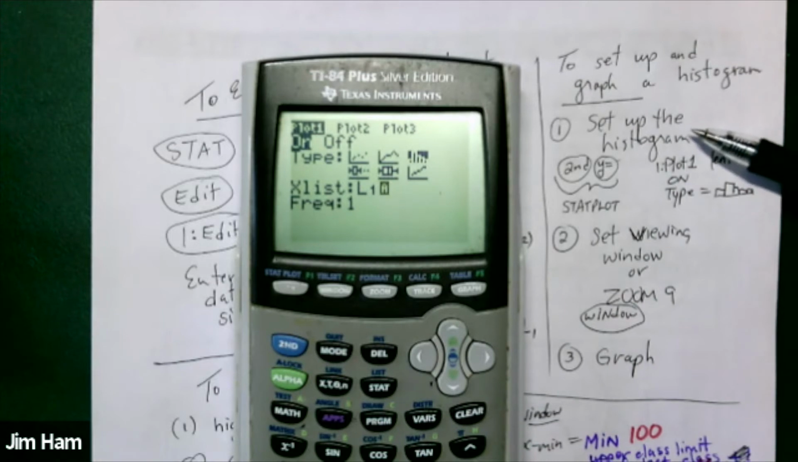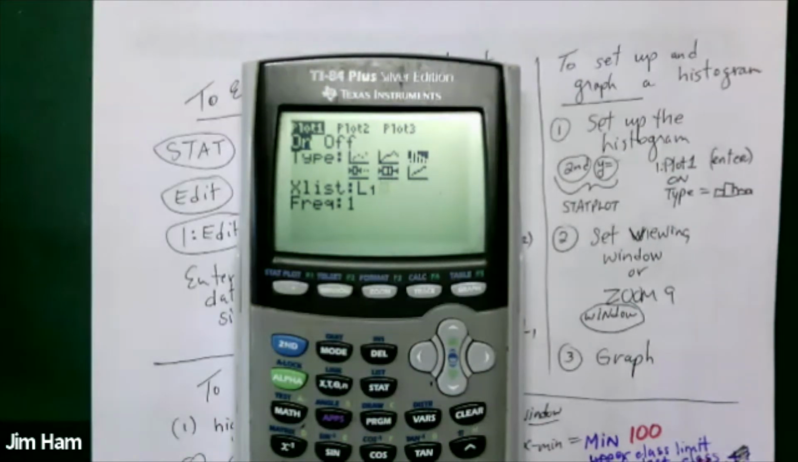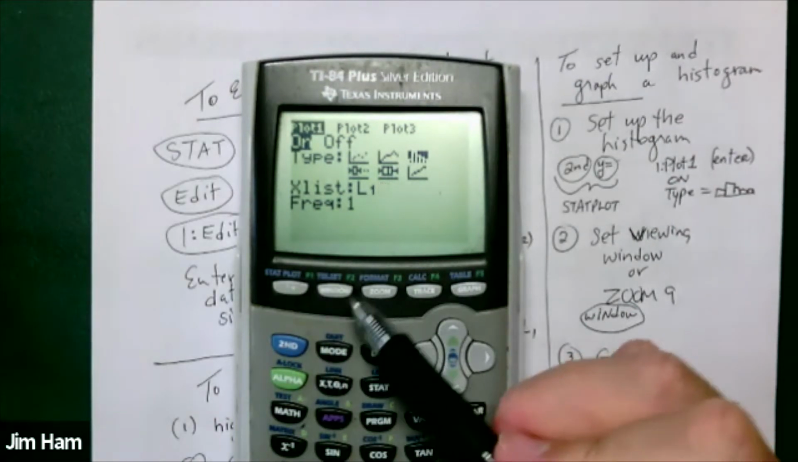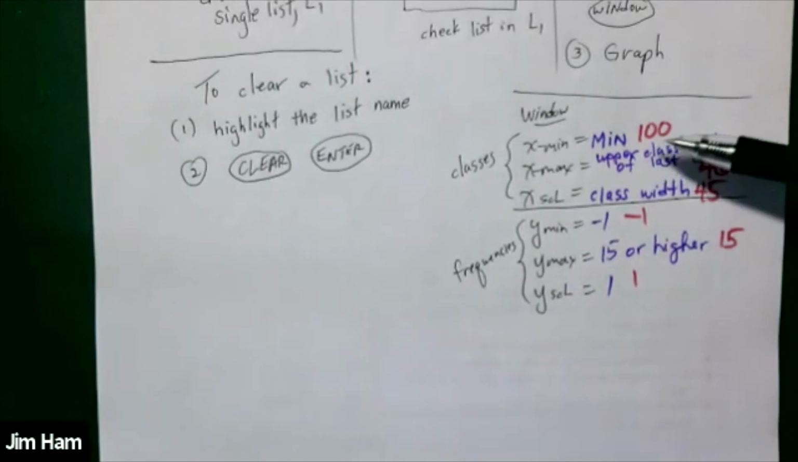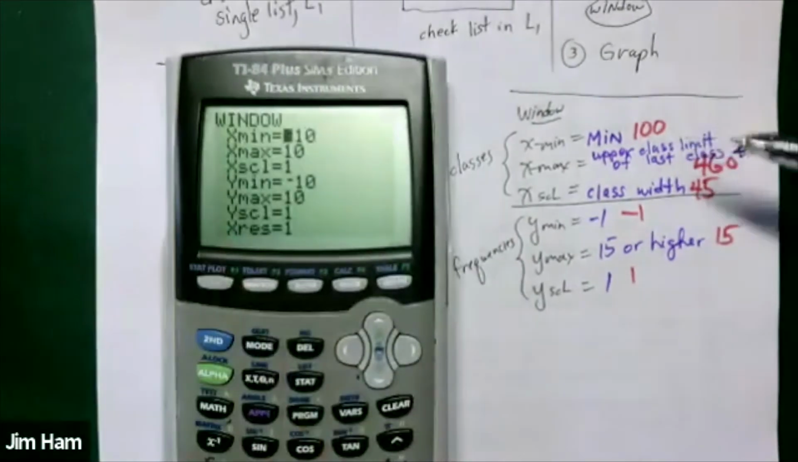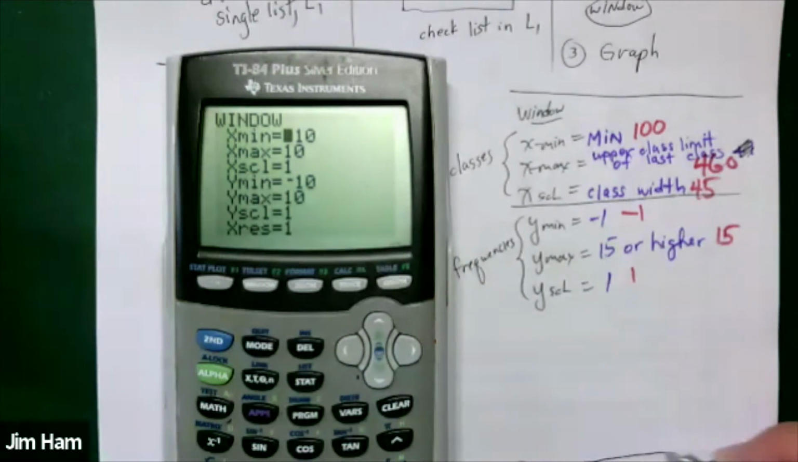It's now turned on, it's now set up as a histogram, and now we're going to set the viewing window. So let's go to window, right here. And when you go to the window, this is what you're going to see, something like this. You may have different numbers typed in there, that's fine, but it allows you to change them all.